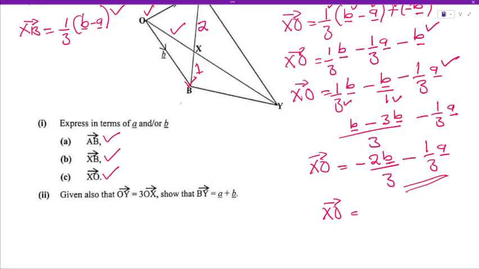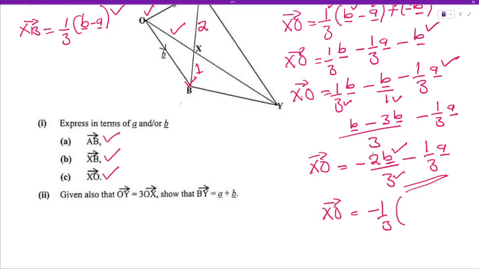But remember, we said in the first session that you can actually factorize vectors. So what is common for the numerators? What is common there is a negative 1. Negative 1 is common. What is common for the denominators? It is positive 3. So you can actually factorize.